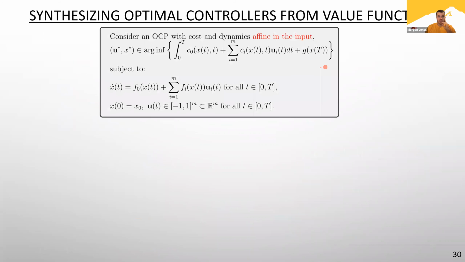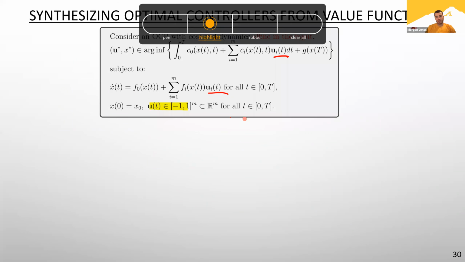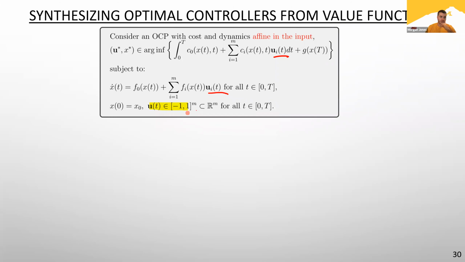So next we'll talk about how we can use this SOS algorithm to actually synthesize optimal controllers. If we consider an optimal control problem that's affine in the input variable, so that means the input variable appears linearly in the costs and in the dynamics, and we also constrain the input to be in a rectangular box, -1 to 1.